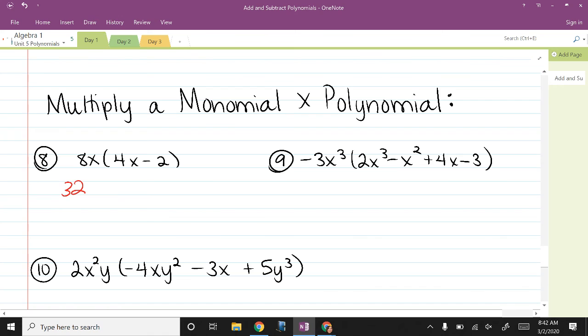So we're not combining like terms. We're actually multiplying, which means we are going to change our exponents. So what's x to the first times x to the first? X squared. The rule is when we multiply 2 things that have the same base, we add the exponents. So that was 8x times 4x. And then we do 8x times negative 2. What's 8x times negative 2? Negative 16, and that one doesn't have a variable, so you keep it negative 16x.